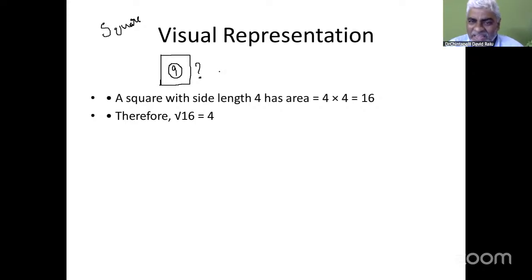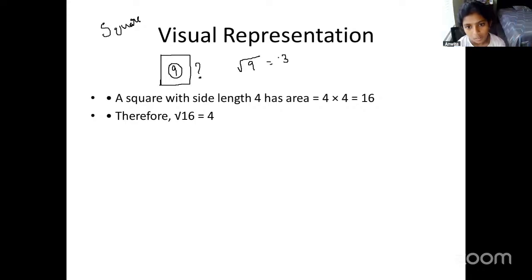Do you have any idea? It's 3, sir. Yes, 3, very good. How did you get that 3? Because the square root of 9 is 3. Right, excellent. So, sides of a square can be found by calculating square roots. Area of squares can be found by finding squares.